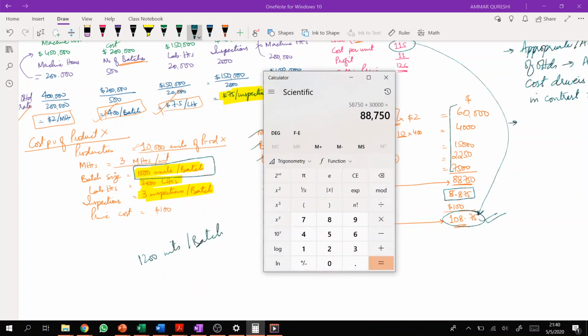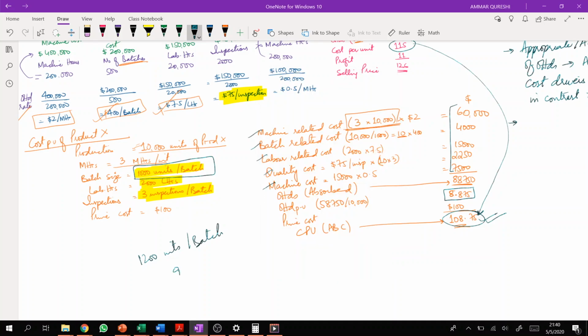What will happen? See, 10,000 units divided by 1200 is around 8.3, approximately 9 batches, right? So 9 batches means what? Batch related cost will reduce because of this. Quality control cost will reduce because of this, because quality control cost is also dependent upon the number of batches. So if you reduce the number of batches, your batch related cost will reduce and your quality control cost will reduce, but there will be no impact on any other cost.